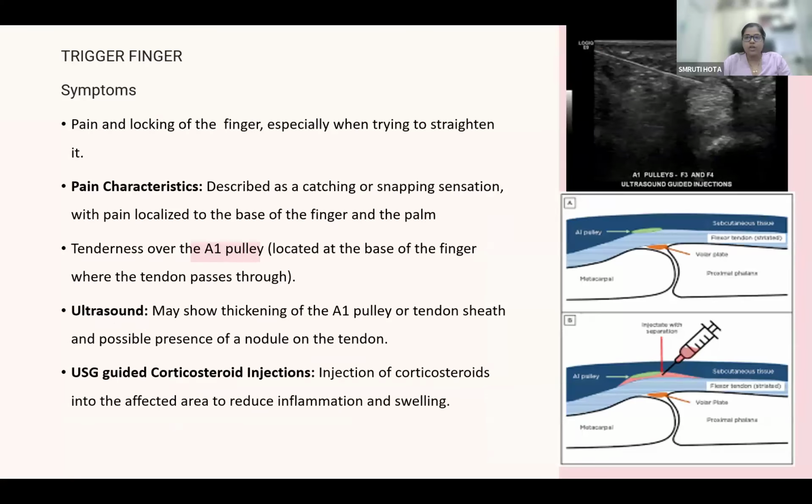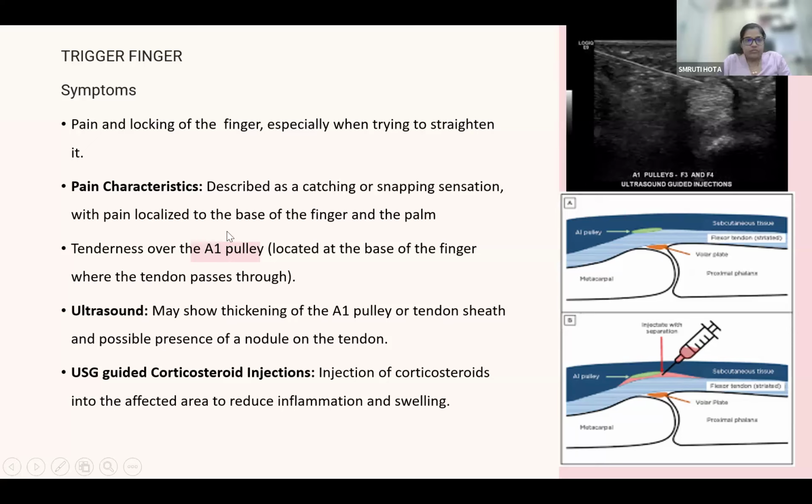Then coming to trigger finger. This is a pathology of the A1 pulley. You can see this schematic diagram of how the A1 pulley is located over the head of the metacarpal. You see this green line is your A1 pulley, the orange one is your volar plate, and the light blue shade is your flexor tendon.